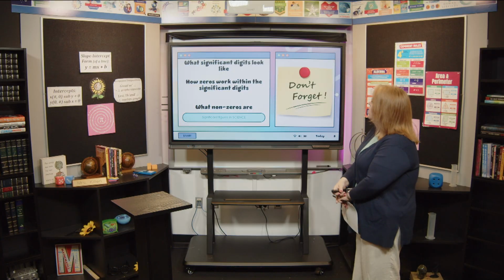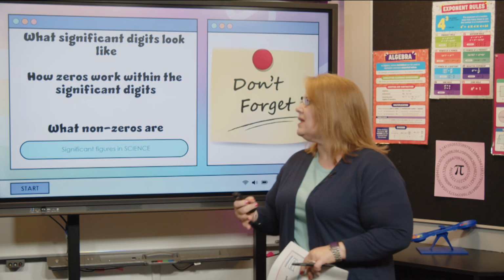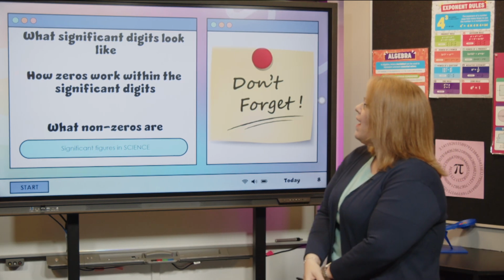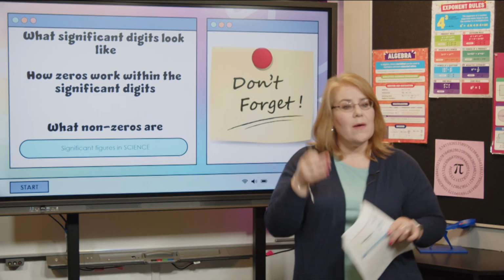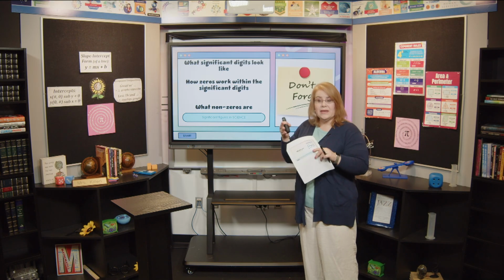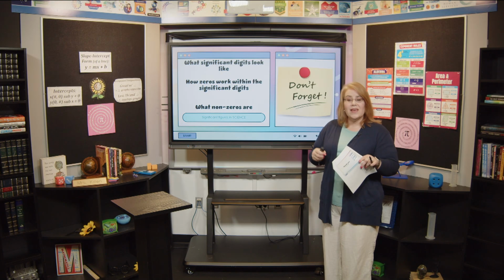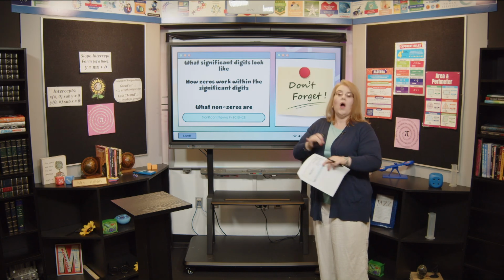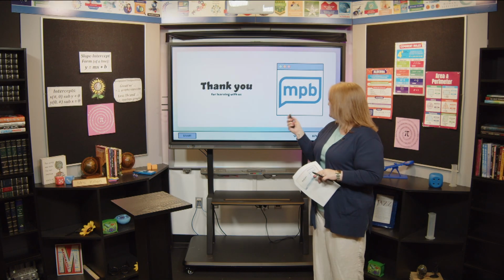All right, I don't want us to forget what significant digits look like. How are they written? Do I have trailing zeros? Do I have leading zeros? We also need to remember how those zeros work with significant digits, if those zeros lie between non-zero digits. And we also need to remember what non-zeros are. Remember, in your bio classes, you're going to see sig figs or significant figures. So all of this is going to be the same concepts.